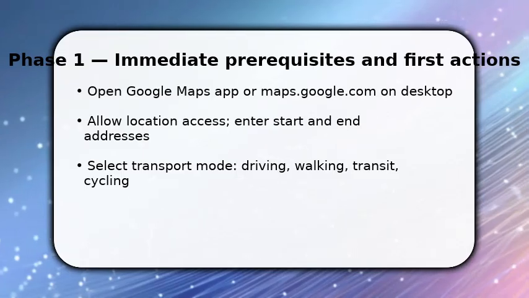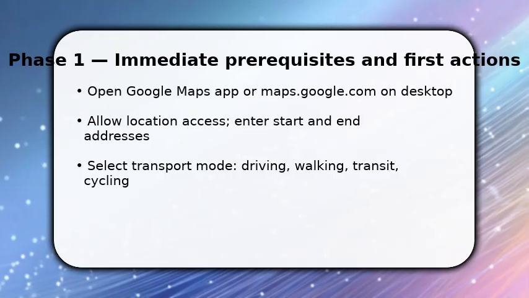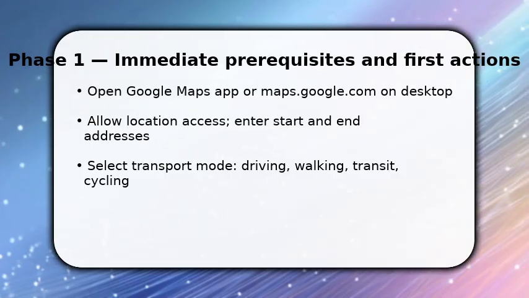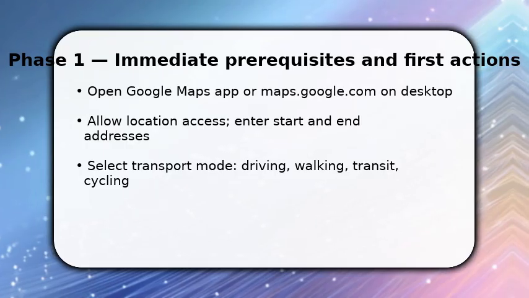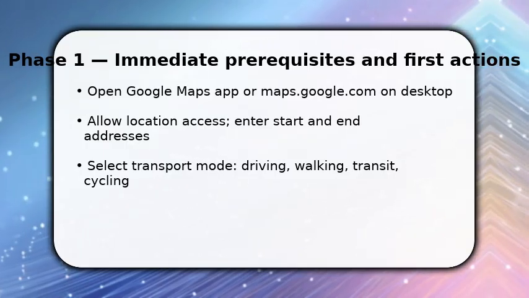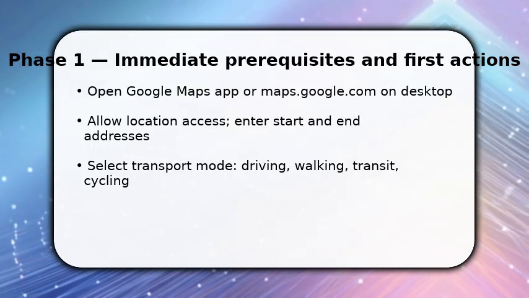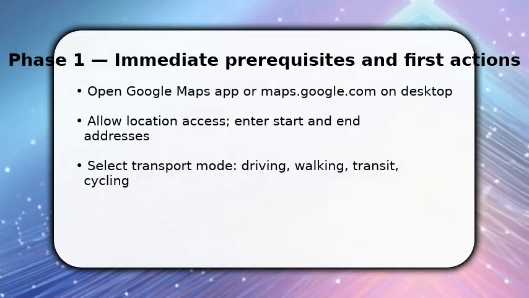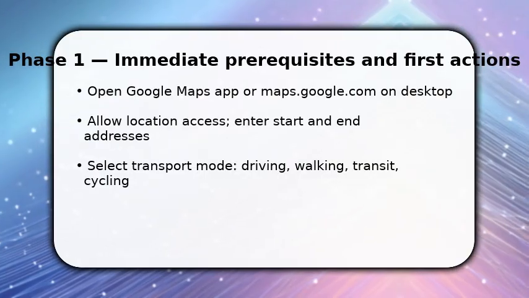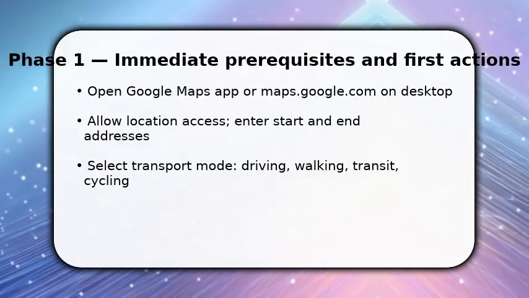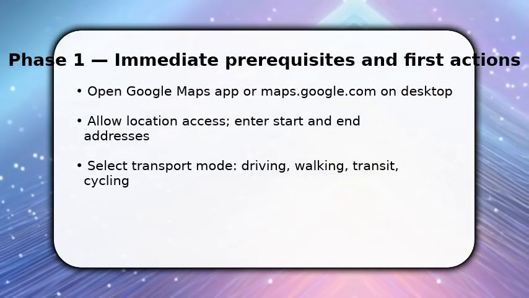You begin by opening Google Maps and confirming location access so results match where you are. Enter the starting place, then type the destination, hit enter or tap search. Next, choose your transport mode, driving, walking, transit, or cycling, because each gives different routes and times. Once done, Maps displays suggested routes with estimated time and distance.